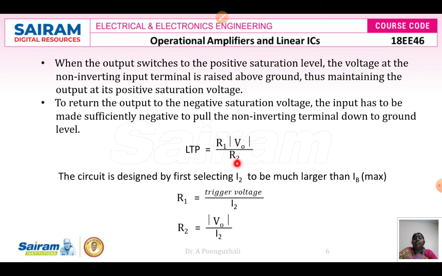So how we are going to design the circuit is, we are going to select your I2 value. So the I2 value should be much larger than your IB max. How we calculate is, I2 is going to be approximately 100 times your IB max. So your R1, your trigger R1, is nothing but your trigger voltage divided by I2. Trigger voltage is nothing but your V0, so there is your LTP and your UTP. So your R2 is nothing but V0 by I2. That is what we have found already.